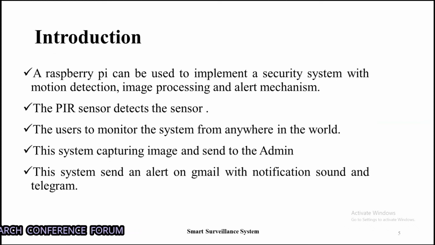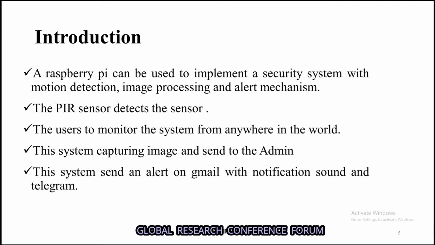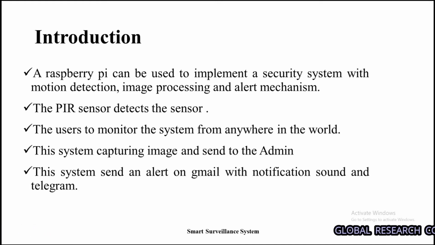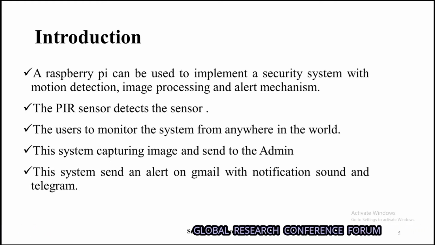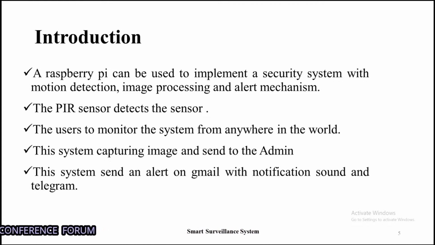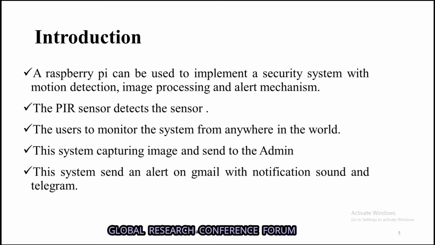This is the introduction of our project. Raspberry Pi can be used to implement a security system with motion detection and an image processing alert mechanism. The sensor will detect motion and send the image to the Raspberry Pi, then through Gmail, and the user can monitor the system from anywhere in the world. This system captures the image and sends it to the admin through Gmail.